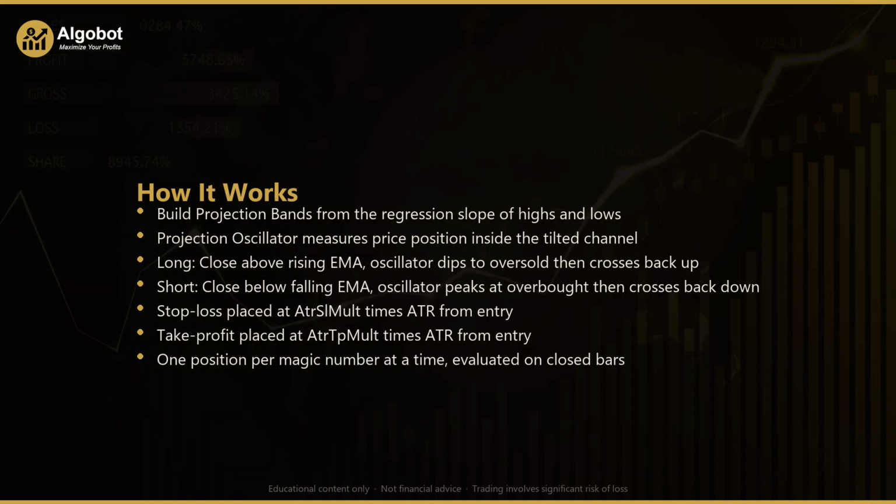Risk management is handled with the average true range. When a position opens, the stop loss is placed a distance of ATRSL multiple times ATR away from entry, defaulting to 2 times, and the take profit is placed ATR-TP multiple times ATR away, defaulting to 3 times. That gives a reward-to-risk ratio of about 3 to 2 on the default settings. Only one position per magic number is held at a time, so the strategy finishes one idea before starting another.